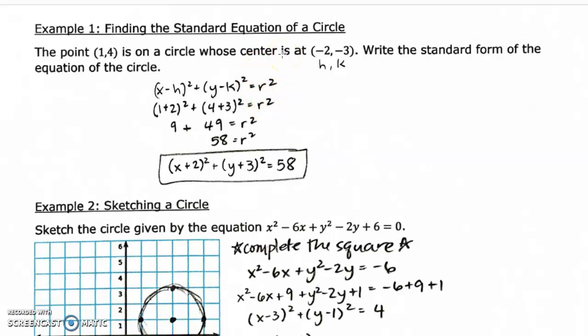But the radius is the distance from the center to any point on the circle, and you have both of those. So you can plug those numbers in to solve for your radius squared. So when I plug that in, I get my r squared is 58. So now I know my h, I know my k, and I know my r squared. So I just plug those in to get my equation.